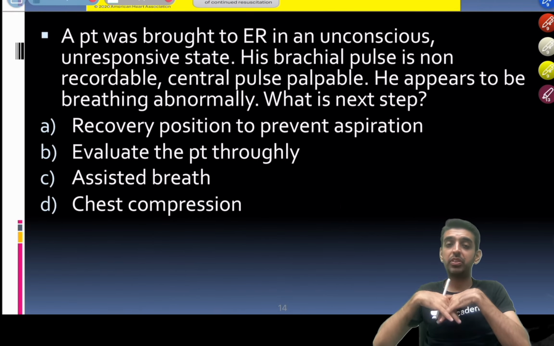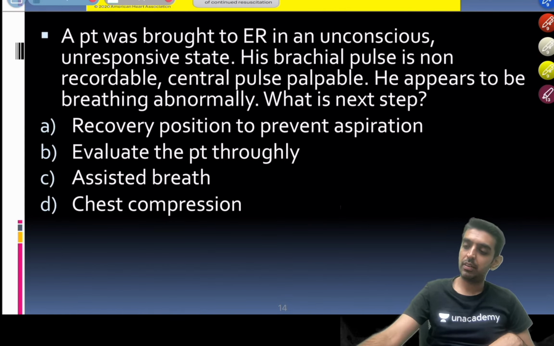PK says it is option C, that is assisted breath. Nissi says option D, that is assisted breath.